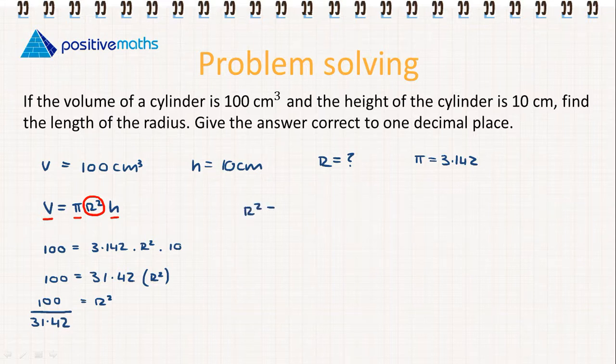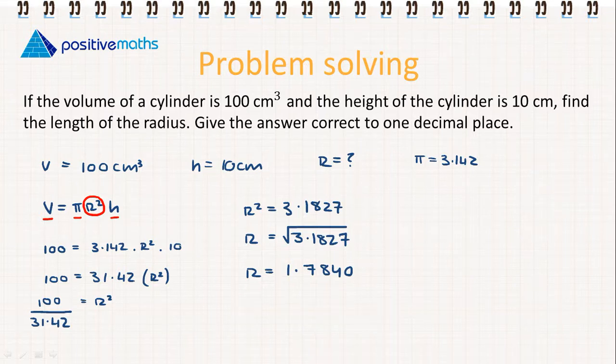So we have the radius squared is equal to 3.1827 to 4 decimal places. Therefore, our radius is equal to the square root of this value. So we find our radius is equal to 1.7840. So we check two things at the end. What unit are we using? And are we rounding it? Okay, so we're asked to give the answer correct to one decimal place. So our radius is going to be equal to 1.8 and it's a length, so it's centimeters.